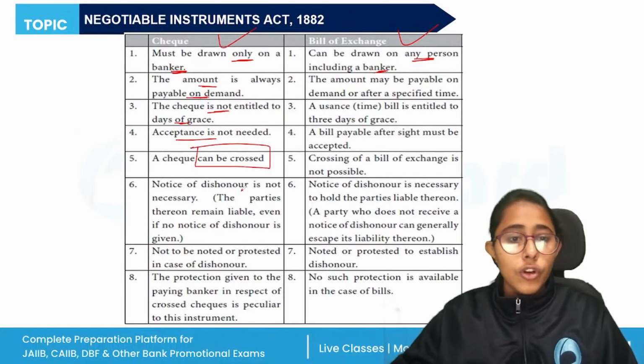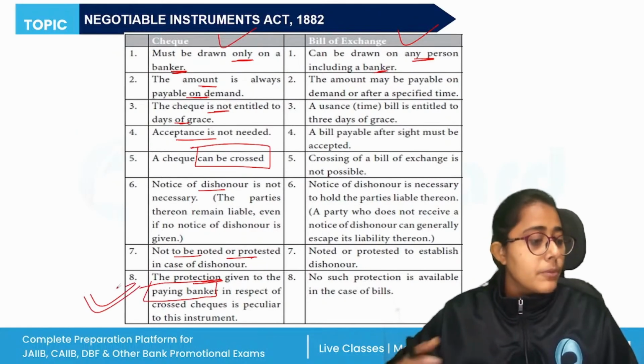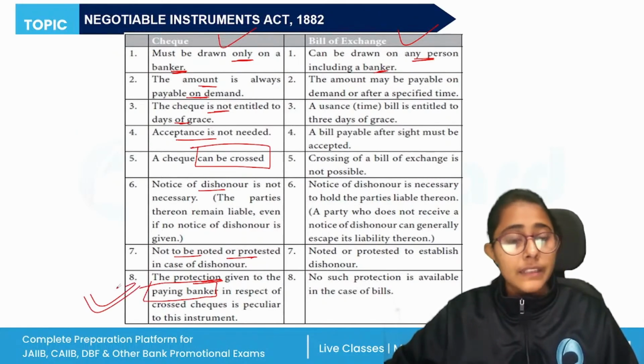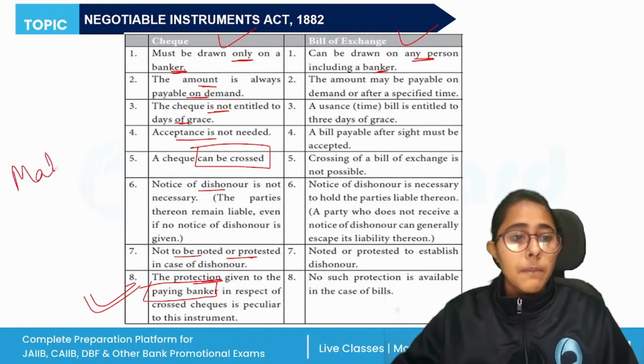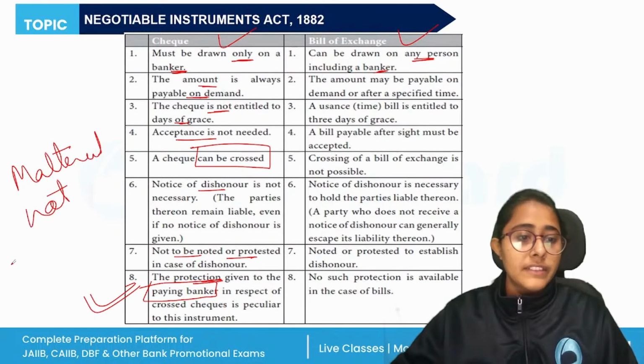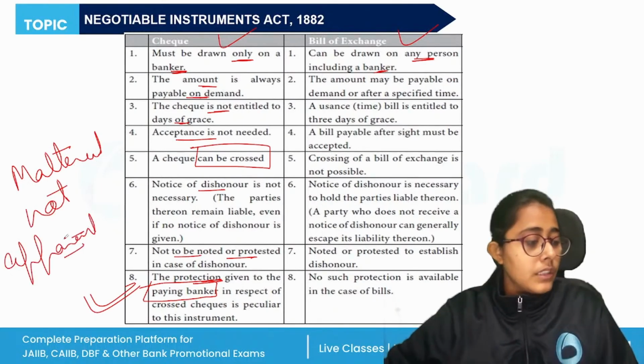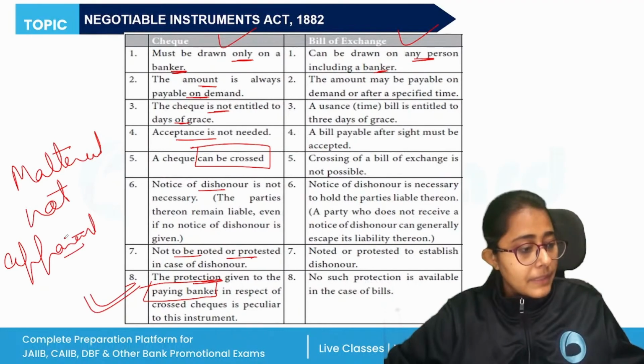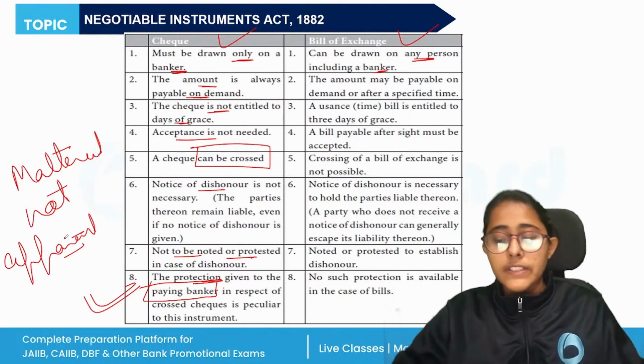The notice of dishonor is not necessary. It is not to be noted or protested, and protection is given to the paying banker. This is very important. Where the protection will be given to a paying banker in the case of a check, where, let's say, there is a material alteration which is not apparent. We will see the provisions related to it. So the protection will be given to the paying banker as well. Under which section we will see.